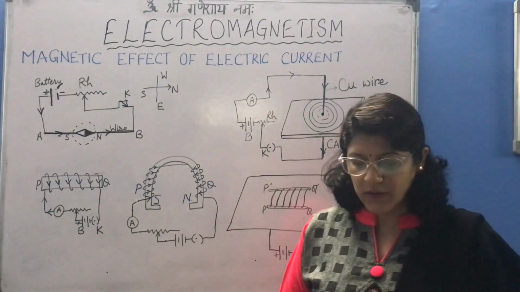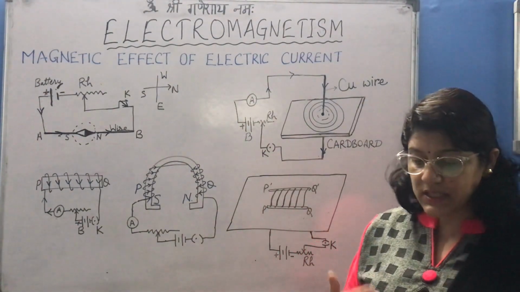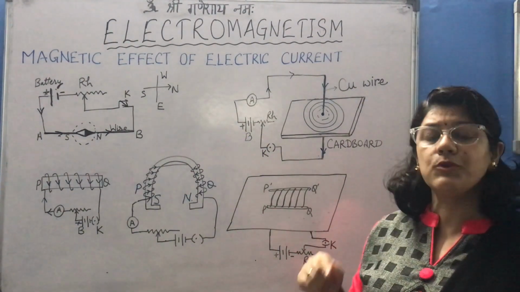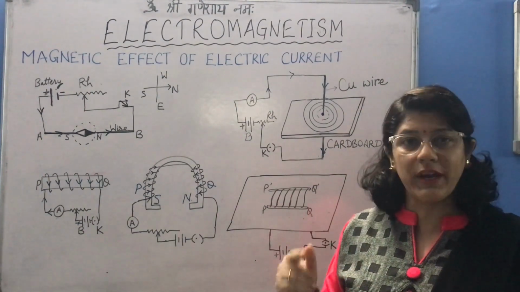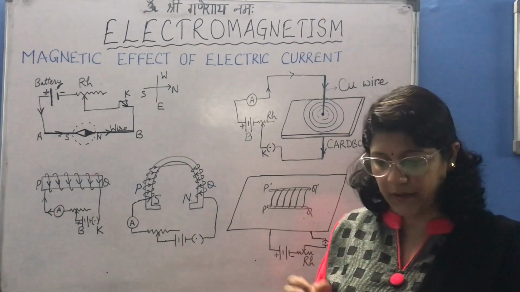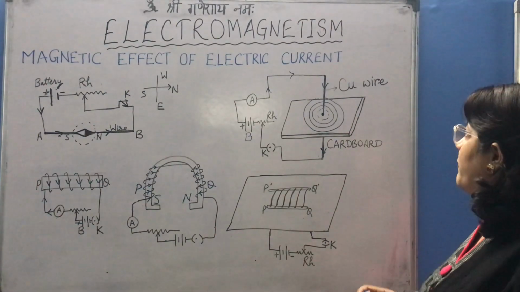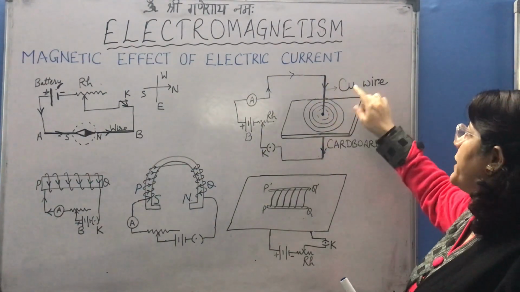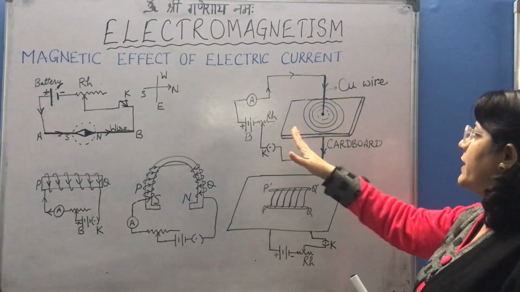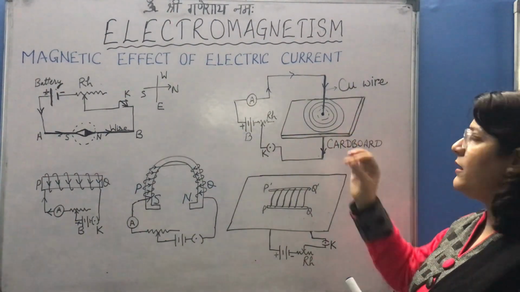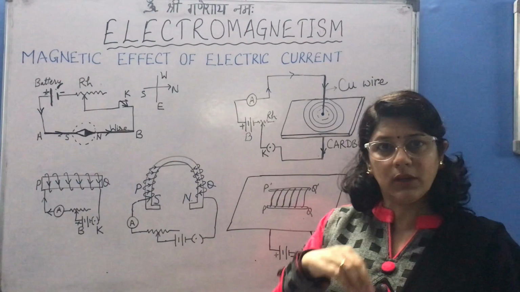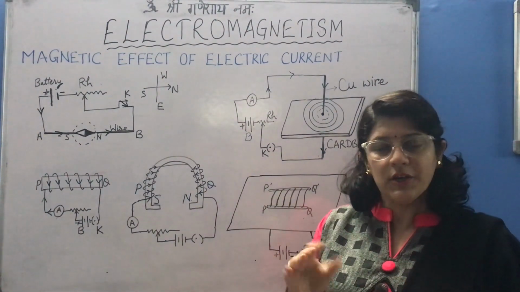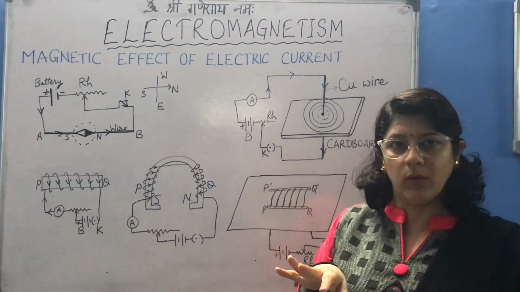In continuation, our next topic is magnetic field and field lines due to a current in a straight wire or straight conductor. Here we have taken a conducting wire, which is a thick copper wire. We have taken a cardboard and sprinkled some iron dust on the cardboard, and we tap it gently so that the iron dust is scattered equally.